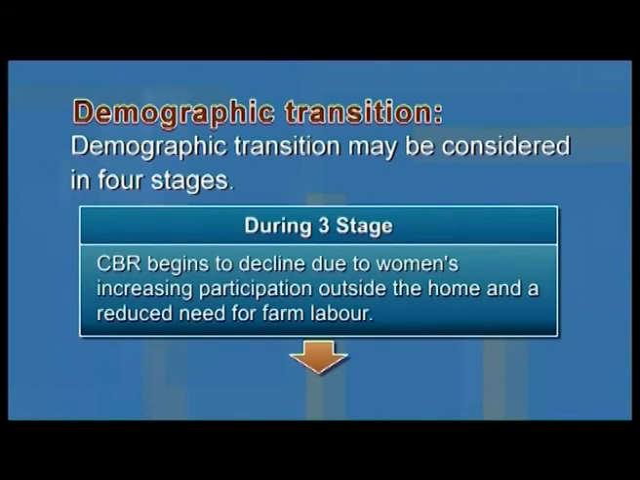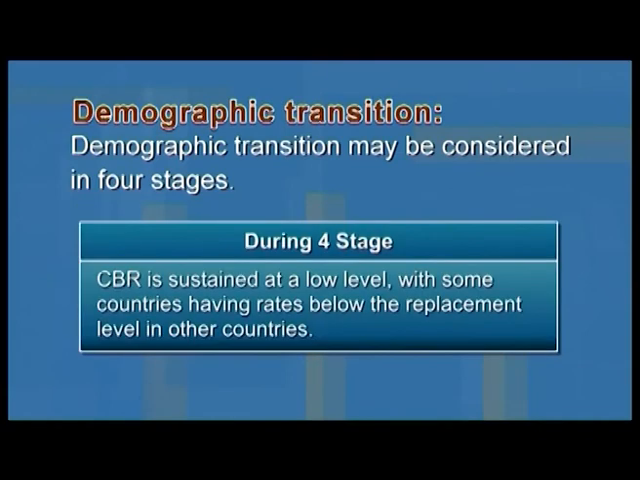During the third stage, the crude birth rate begins to decline due to women's increasing participation outside the home and a reduced need for farm labor. During the fourth stage, the crude birth rate is sustained at a low level, with some countries having rates below the replacement level.